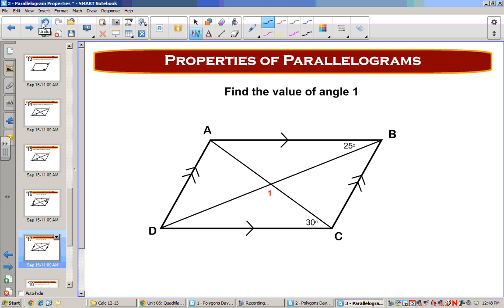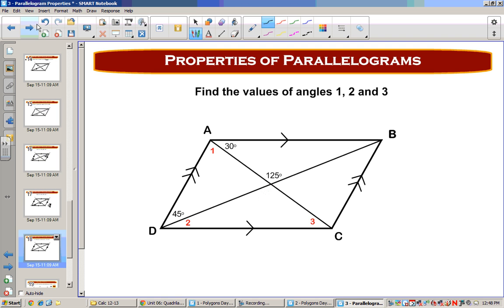Getting a little bit more difficult, if I want to find angle 1, if this is 25, this one down here has to be 25. Add these up, subtract from 180, because this creates a triangle. So that's 55, subtract 55 from 180, and that's 125.